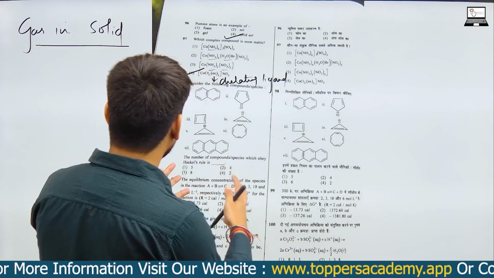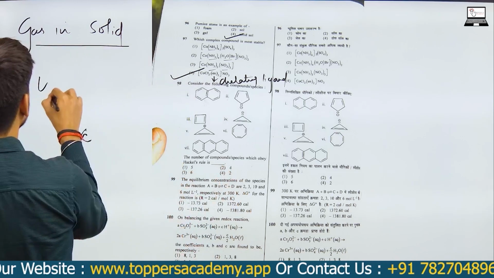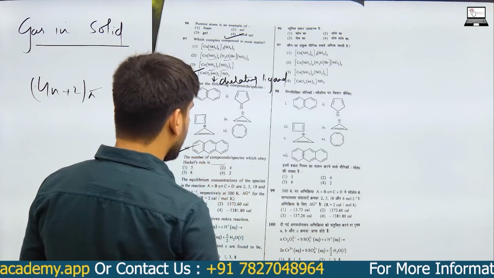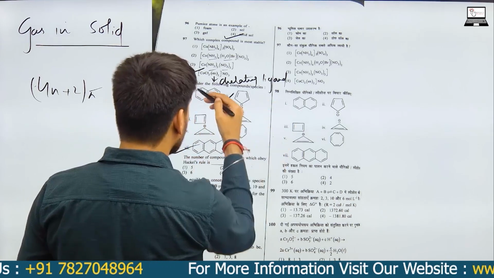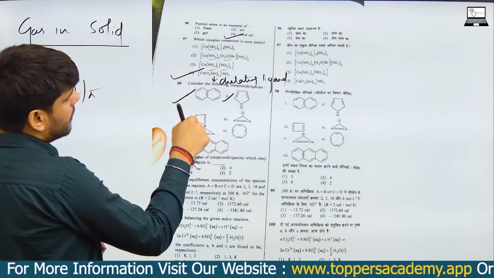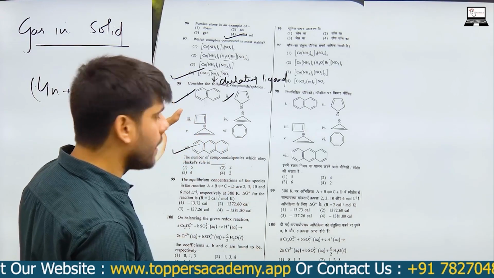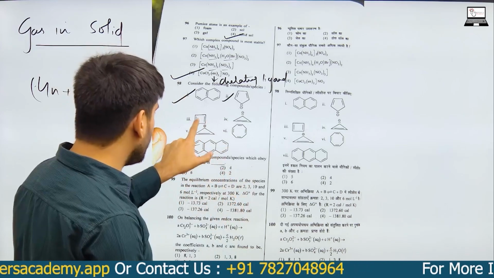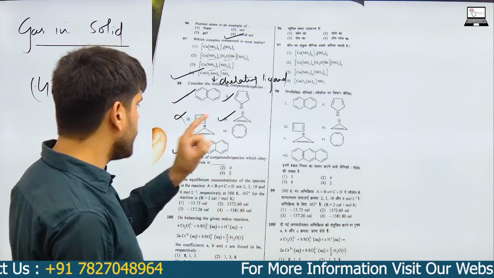Consider the following compounds or species. Tell me the number of compounds or species which obey Huckel's rule. Huckel's rule is the 4n plus 2 pi electron rule. This is aromatic: 1, 2, 3, 4, 5, 6. Naphthalene is aromatic. Cyclobutadiene is an anti-aromatic compound, right? Because this is 1, 2, 3, 4, following 4n pi electrons, so this is anti-aromatic. This one is also aromatic. This one is also aromatic.